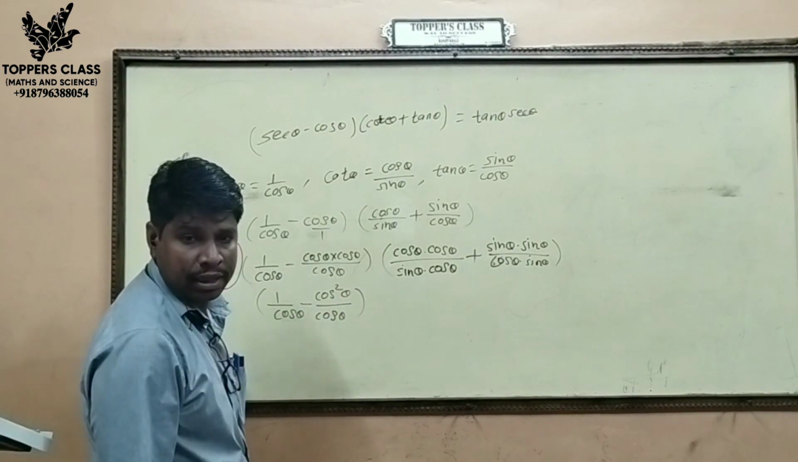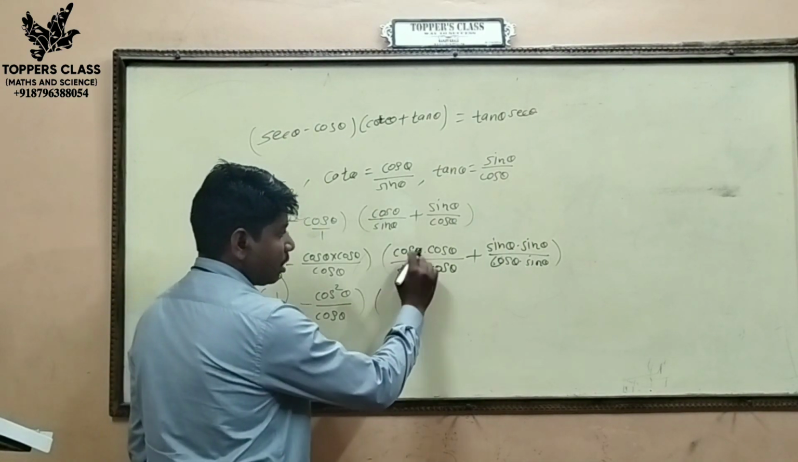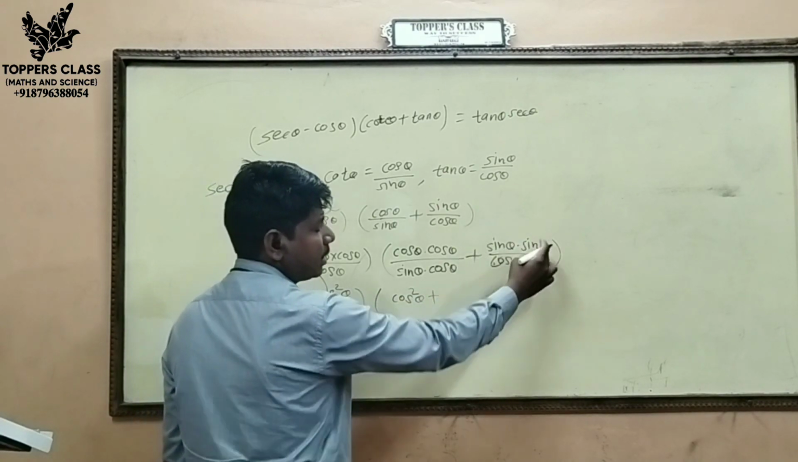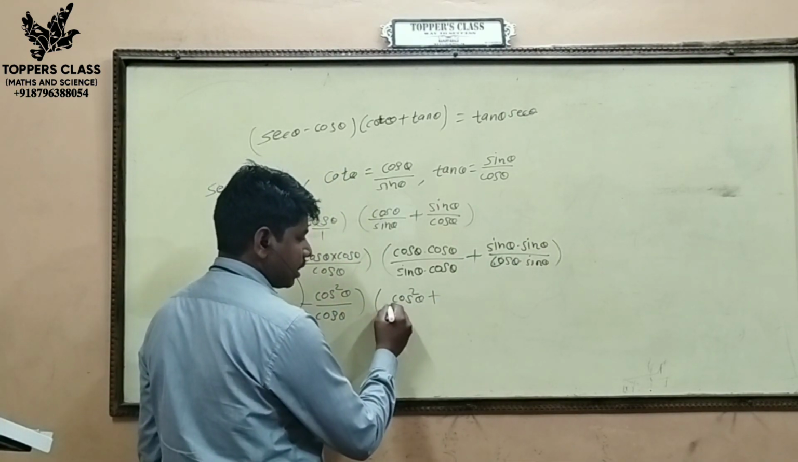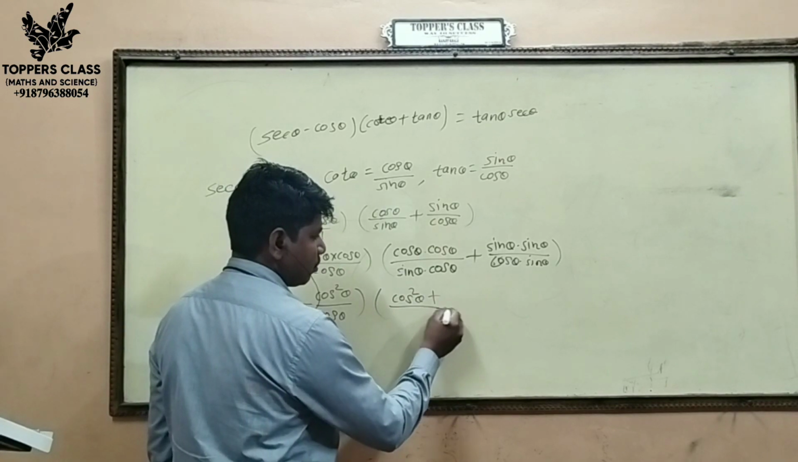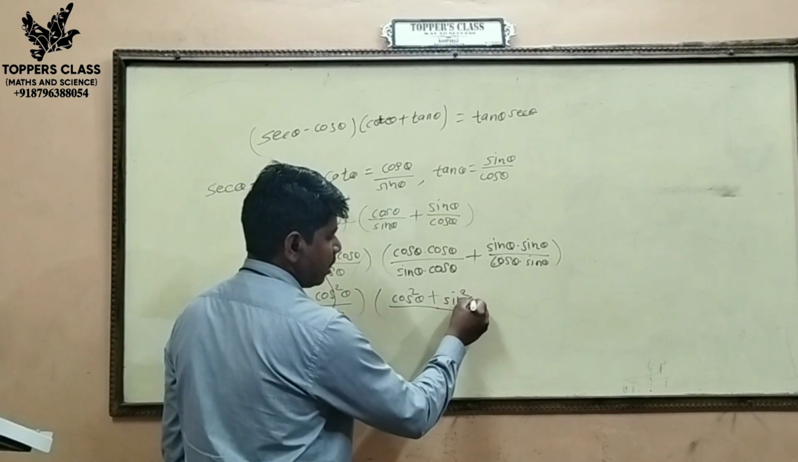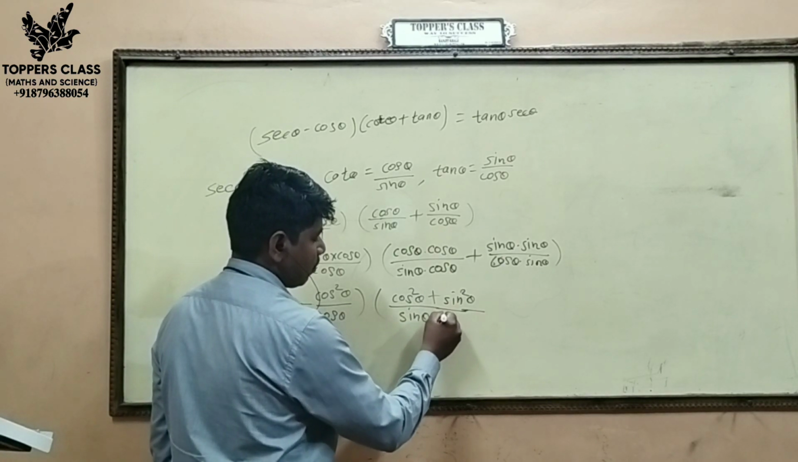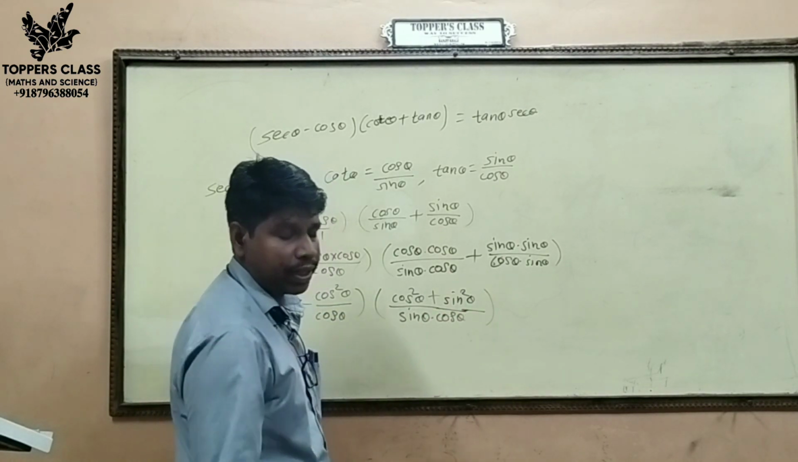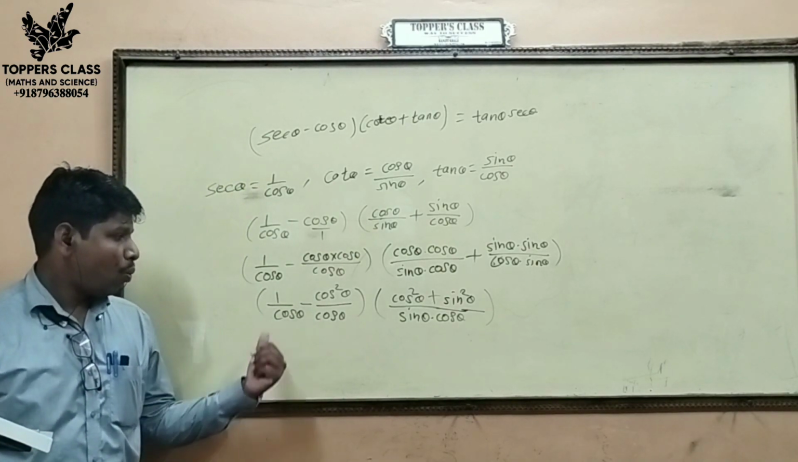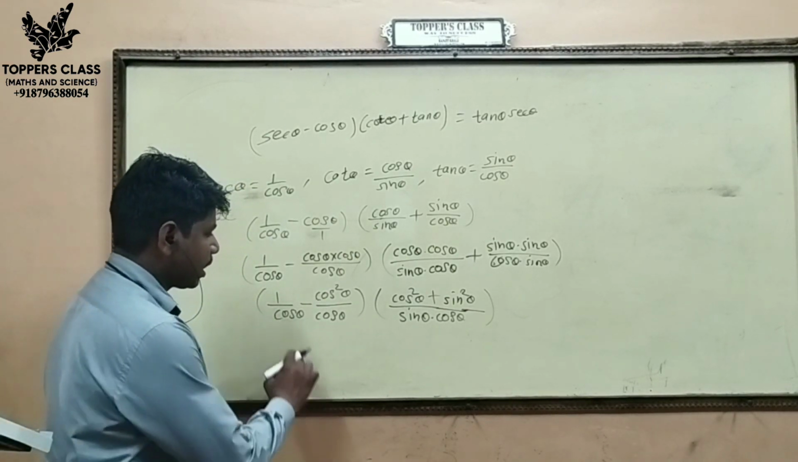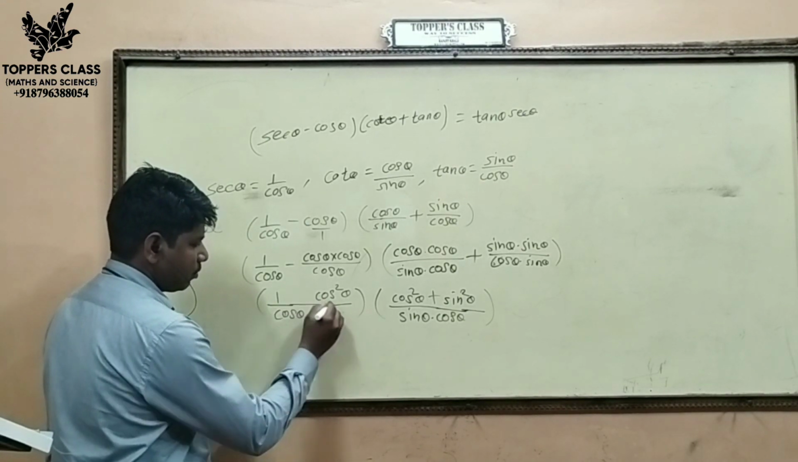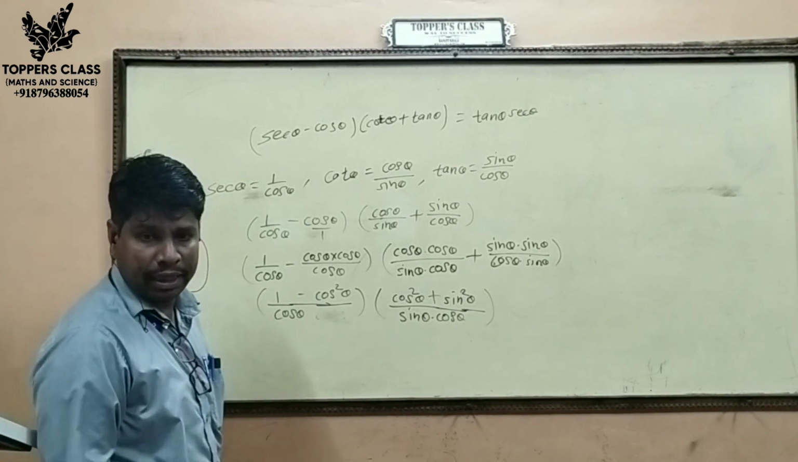Got this first bracket? Then second bracket, cos theta into cos theta, here we will get cos square theta plus sin theta into sin theta, sin square theta. Its denominator is the same. So I will write here directly sin square theta upon sin theta into cos theta. Got these two brackets? Now 1 minus cos square theta. This also we can write directly, with cos theta as it is.